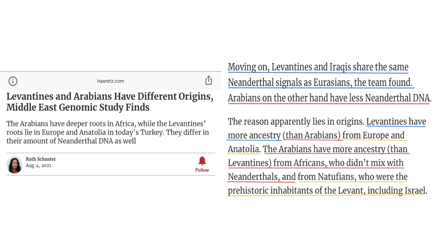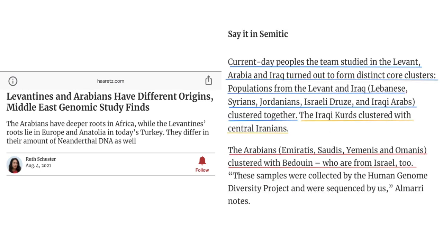The Arabians have more ancestry than Levantines from Africans who didn't mix with Neanderthals, and from Natufians, who were the prehistoric inhabitants of the Levant, including Israel. So Arabians are technically closer to the ancient Levantine populations, like the Natufians.